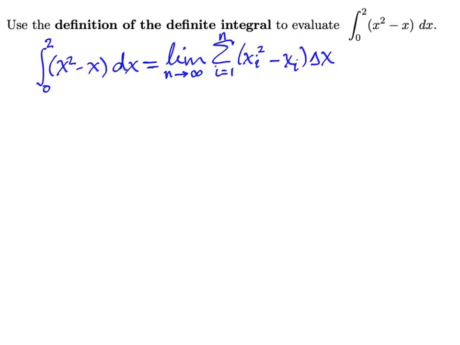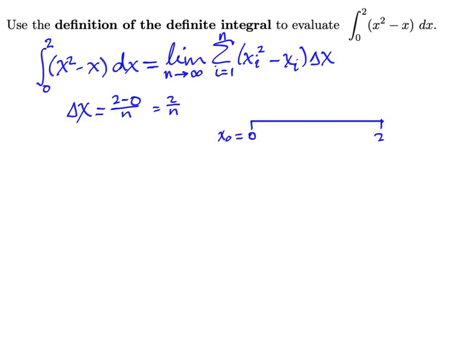And so what we need to do is get everything in terms of i's and n's. Let's first find delta x. Delta x is always b minus a over n. So in this case, it's 2 minus 0 over n, or 2 over n. Now let's visualize our endpoints. I'm going to use the right endpoints of the subintervals that I'm going to get.